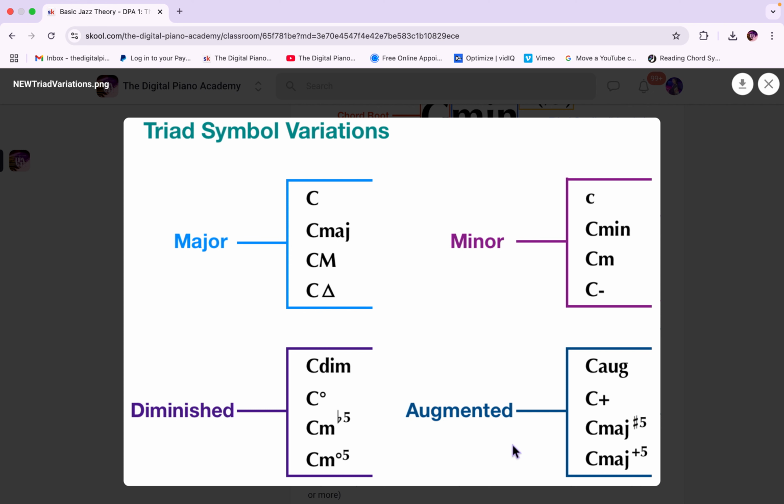Moving over to augmented, so you have C aug, you have C plus sign. Sometimes in some contexts people could think that the C plus sign could mean C major, but in most contexts it means C augmented. And then you could also see C major sharp 5 and C major plus 5. So usually when it comes to the sharp or the plus, that's augmented, which means the chord is getting bigger.